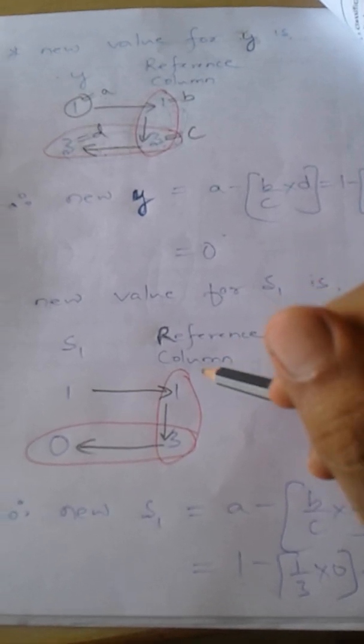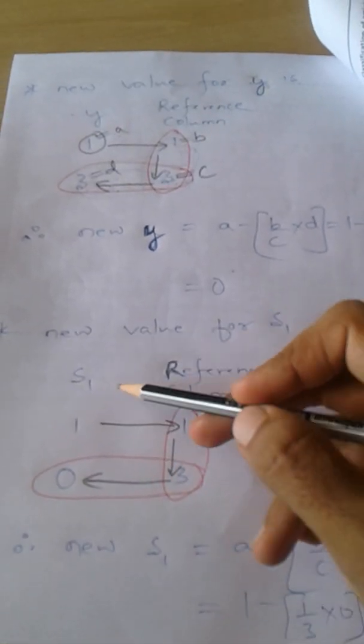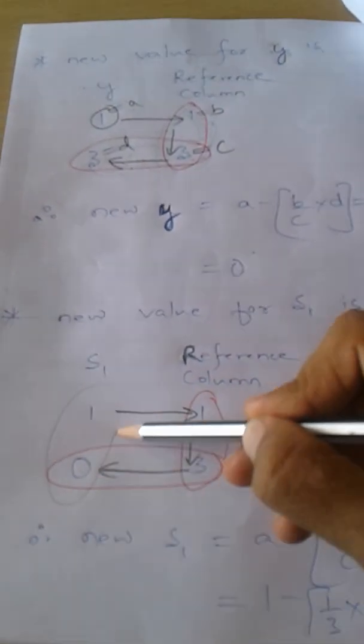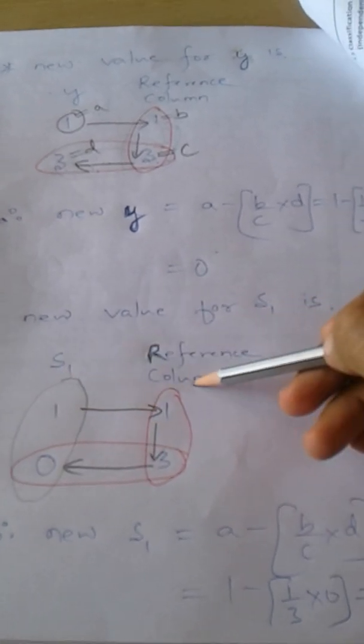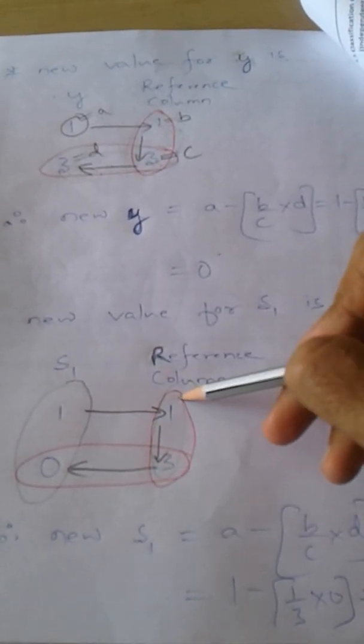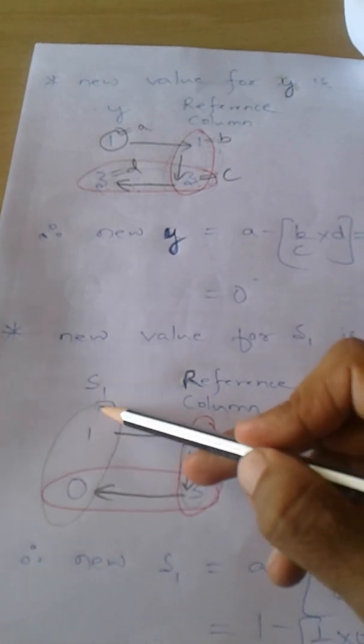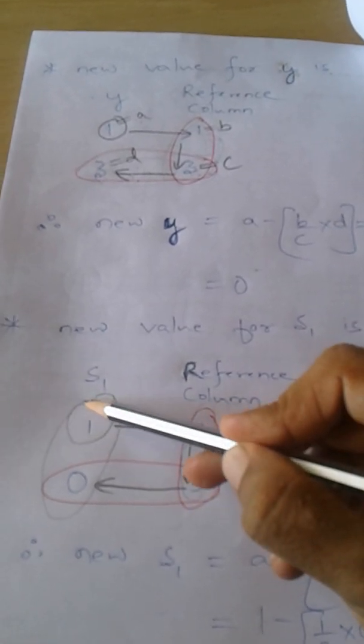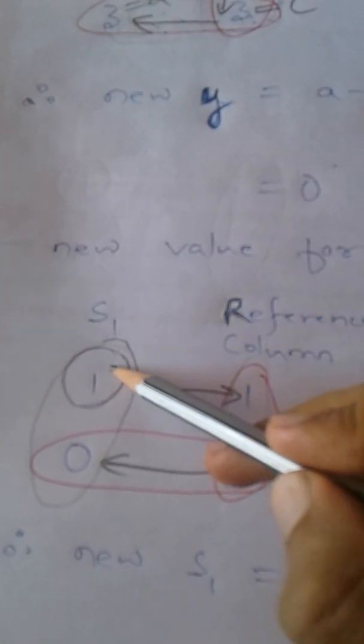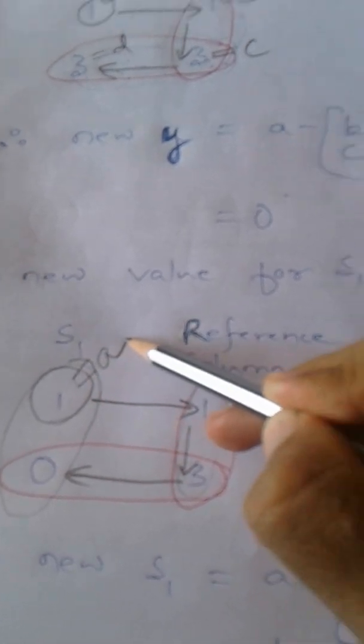Alright, so we will just go ahead. Now we will find out the new value for S1. For that we have to consider the S1 column values, which are 1 and 0, and the reference column values, which are 1 by 3. In this case we are finding the new value for S1, so this will be considered as A. Okay, so I am just going back to the table.